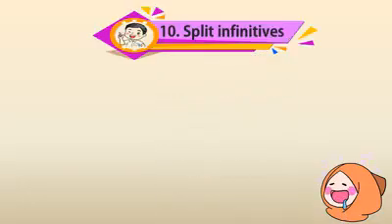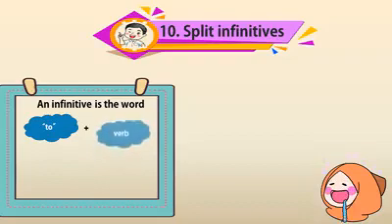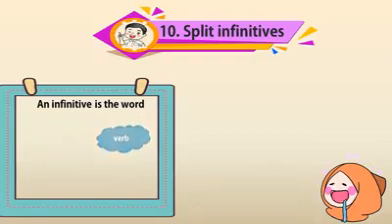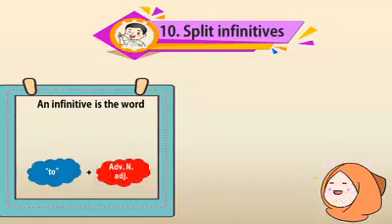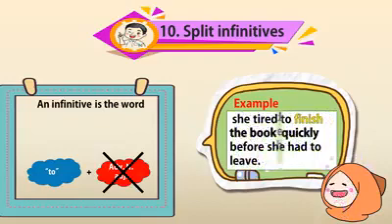Ten. Split infinitive. An infinitive is the word to with a verb. But many of you may separate the word to from the verb, then add another word like an adverb, noun, or adjective, which is not correct. Let's see the example. She tried to quickly finish the book before she had to leave. To plus quickly, which is an adverb, is incorrect. It must be changed to: She tried to finish the book quickly before she had to leave. To plus finish, a verb. That's correct.